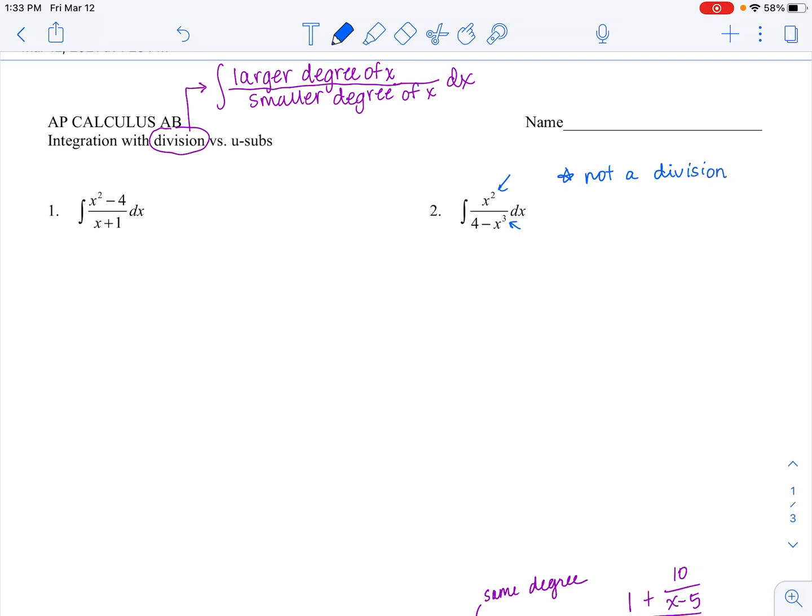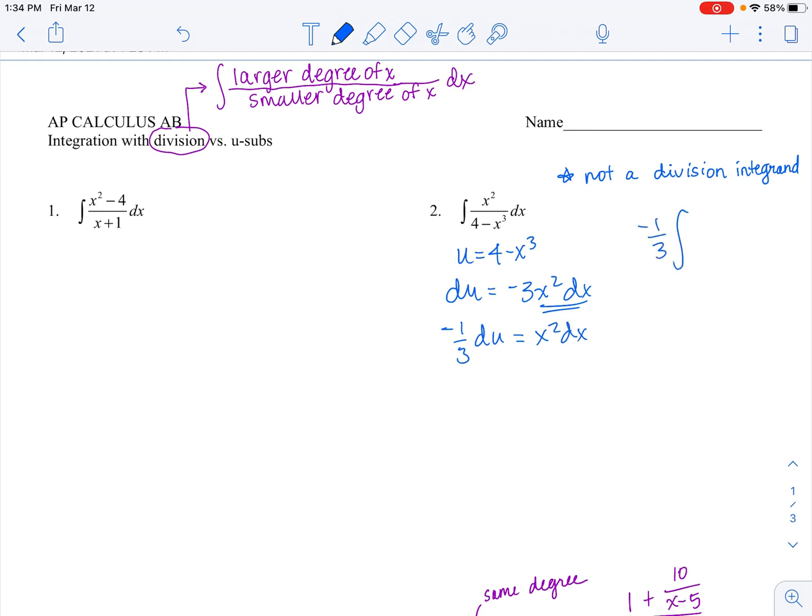What style of integration am I using? Since it's not a division integrand, you're going to calculate the integral by other means. And the only other thing that we have, since I can't just do a power rule to it, is to let u equal 4 minus x cubed. Our derivative is negative 3x squared, and then of course this part I'll keep, and then I'm going to divide by the negative 3 and get negative 1/3 integral. Let's see, this is 1 over u du, so this is negative 1/3 ln absolute value.